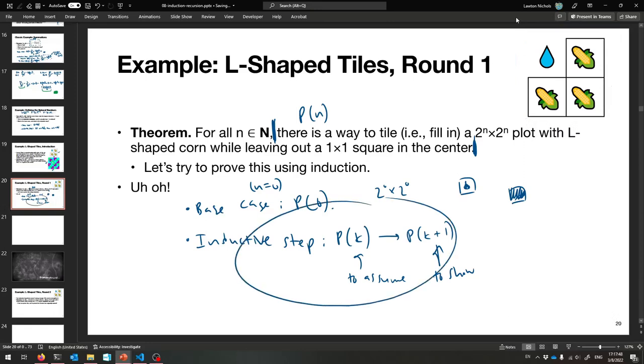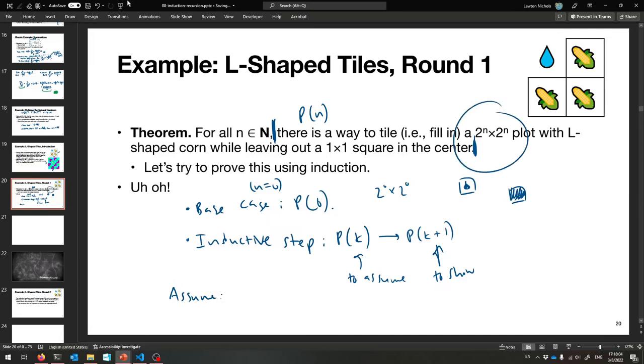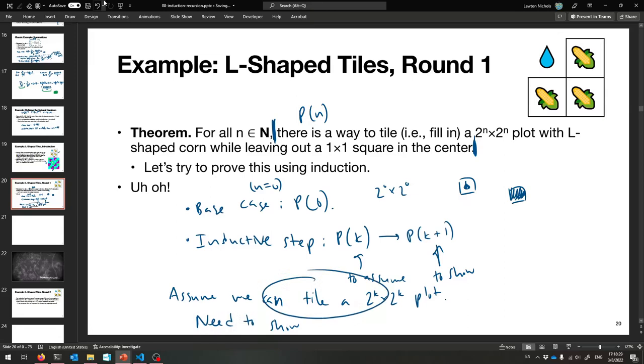And then the next step is to use that idea of filling in a smaller plot to make a bigger one, okay? So we need to assume P(k). What is P(k)? That means we can tile a 2^k by 2^k plot. Assume we can tile a 2^k by 2^k plot. We know how to do that. Then we need to show that, based on this knowledge of how to do that for a smaller plot, we can always tile a 2^(k+1) by 2^(k+1) plot.